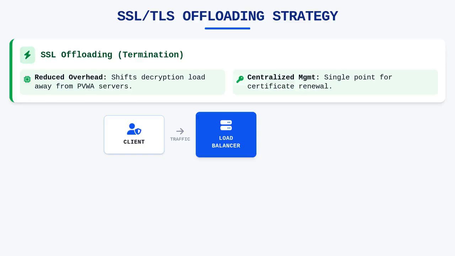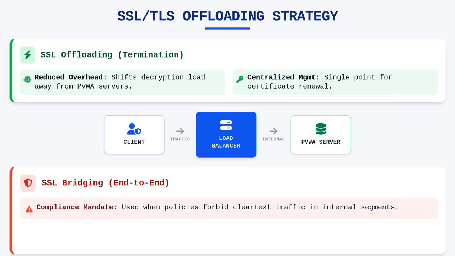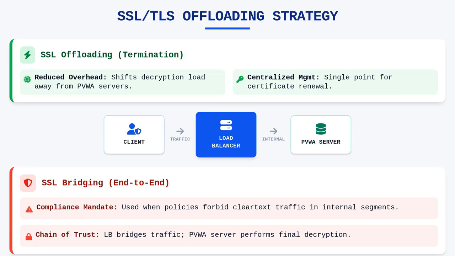However, you must carefully evaluate your internal security policies regarding end-to-end encryption. If your compliance standards mandate that traffic remain encrypted from the client through to the web server, you must configure the load balancer to bridge the traffic rather than terminate it. This ensures that the web server still performs the final decryption, maintaining a chain of trust that satisfies auditors who are concerned about clear text traffic passing through internal network segments or load balancing appliances.